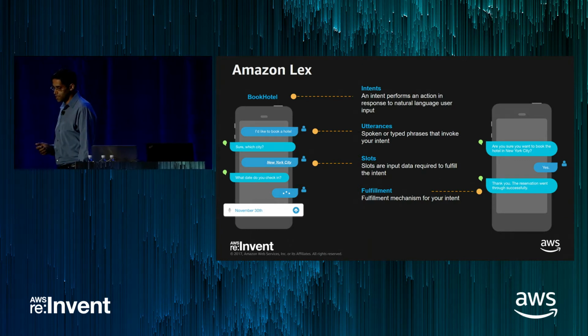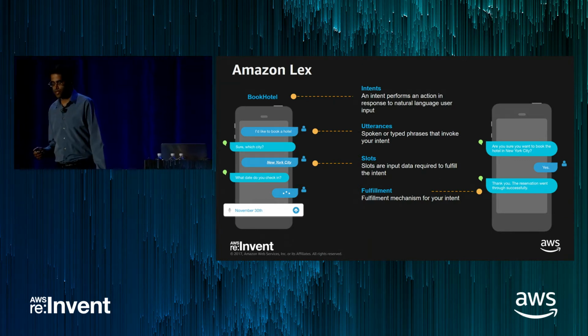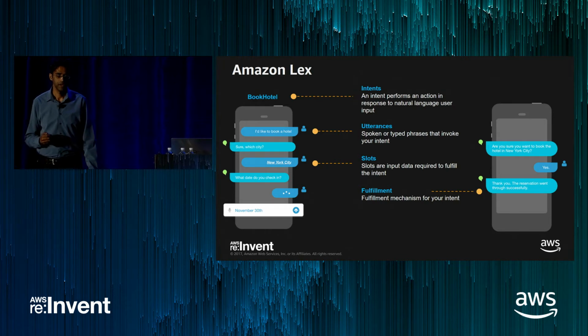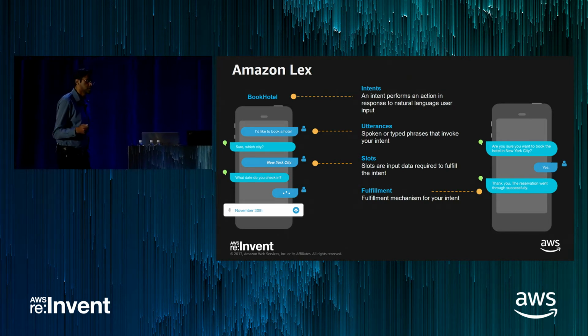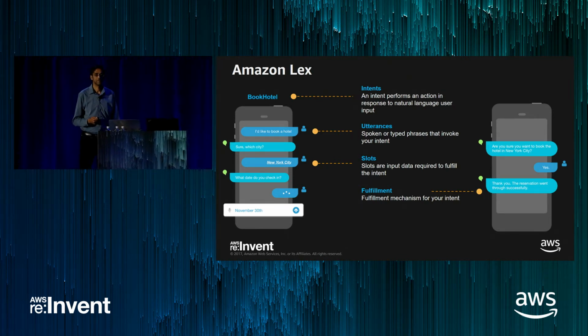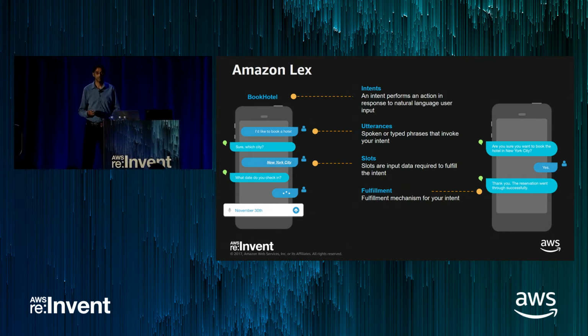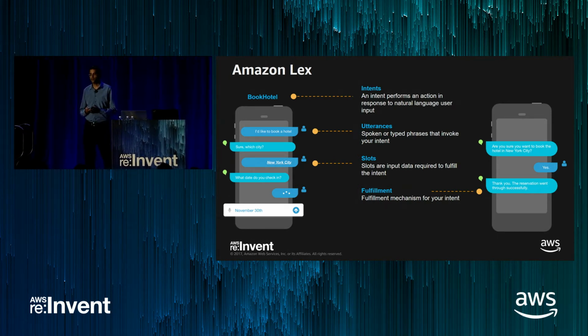Some terminology that I wanted to share with you. We'll be using this throughout the presentation today. Working off of the same example, let's say you want to book a trip. As part of booking the trip, you might have multiple goals. So you might want to book a hotel, you might want to book a car, get your flight tickets. So all of these are goals, or what we call intents, inside of a conversation.